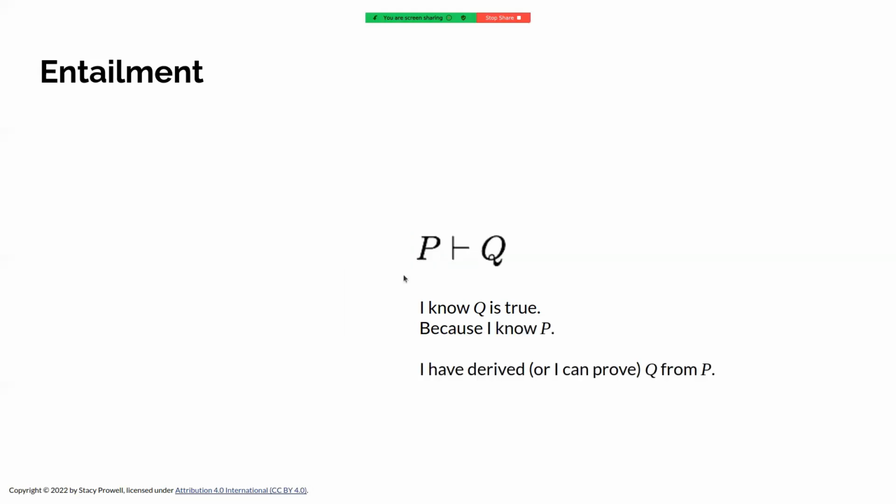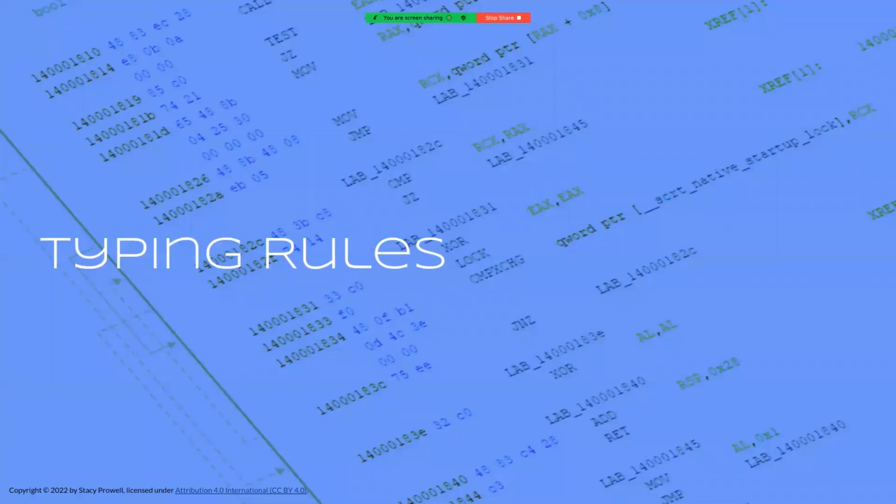I might have something over on the other side of it, right? So P entails Q. And that might sound like implication, but it's not quite the same. It's a different kind of thought, right? I can derive Q from P, or I can prove Q based on the set of facts that I have over here in P. Okay, I know Q is true because I know P. Whew. All right, that got us through, I think, everything that we have to know for right now about that.